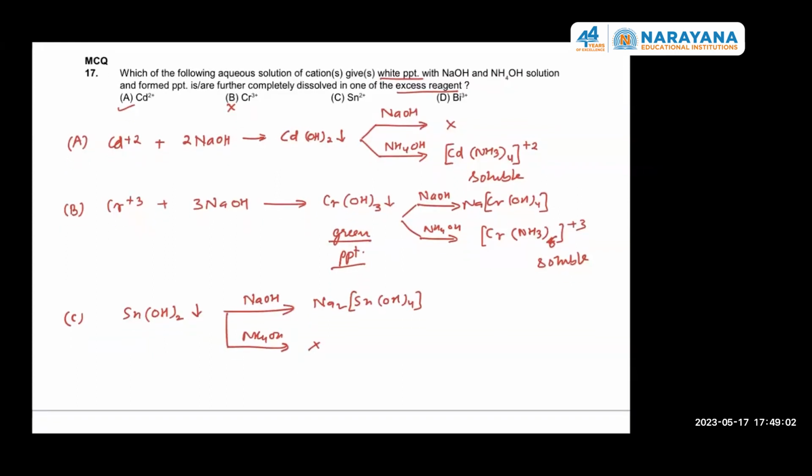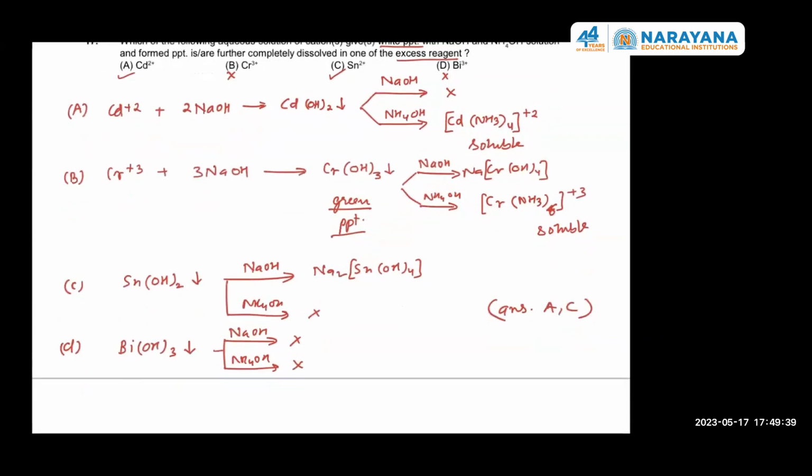And now in case of D, Bi(OH)3 will form as a white precipitate, but it will not further react with NaOH, nor will it further react with NH4OH. Okay. So again, C will be the answer, but D is not the answer. So the correct answer will be A and C.